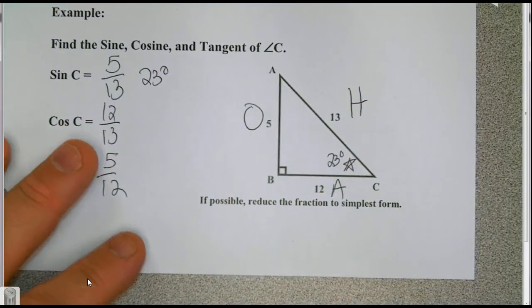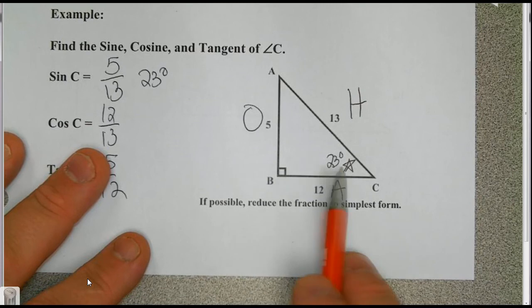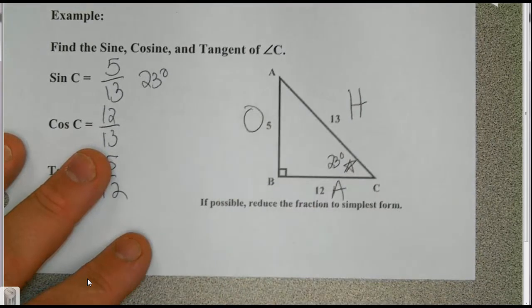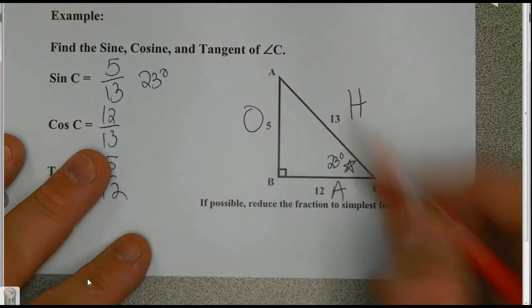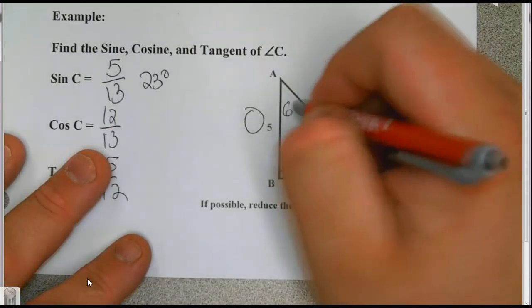And so now we can do angle A. Because we know if this is 90 and this is 23 and there's 180 in a triangle, then we just subtract 90, subtract 23, and we're good to go. And so angle A is 67 degrees.